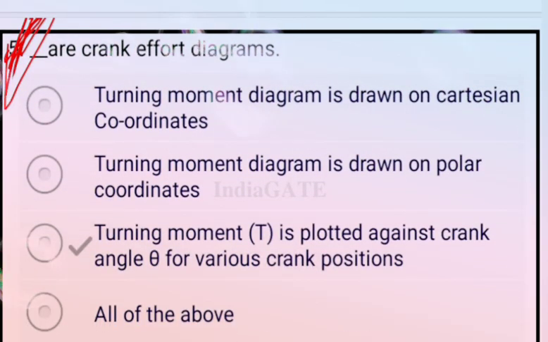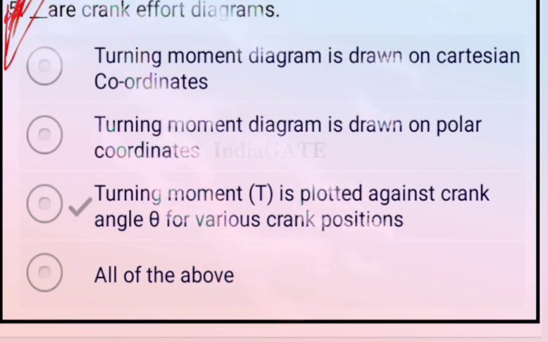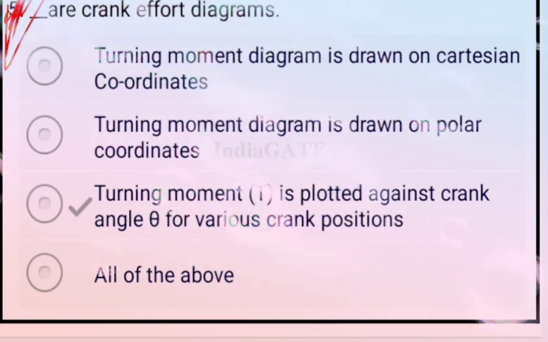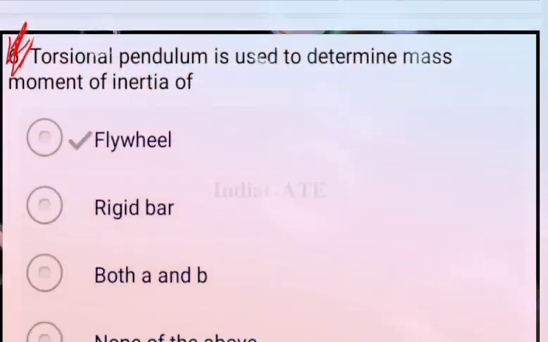Dash are crank effort diagrams. So option C is correct, meaning turning moment T is plotted against crank angle theta for various crank positions. So option C is your correct answer. Now come to the next.